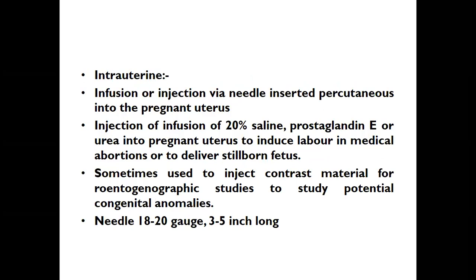Intrauterine: infusion or injection via a needle inserted percutaneously into the pregnant uterus. Injection or infusion of 20% saline, prostaglandin E or urea into the pregnant uterus to induce labor in medical abortions or to deliver a stillborn fetus, sometimes used to inject contrast material for genographic studies to study potential congenital anomalies. The needle required is 18 to 20 gauge and 3 to 5 inches long.